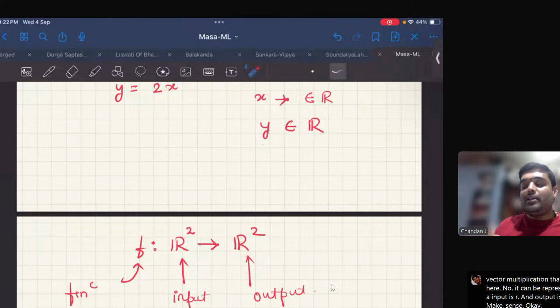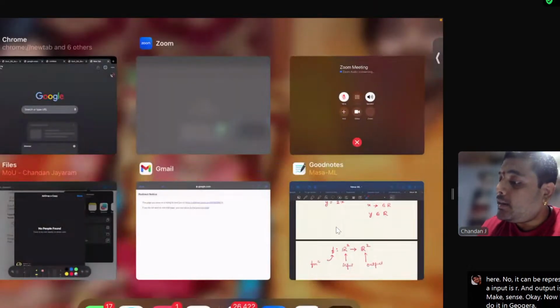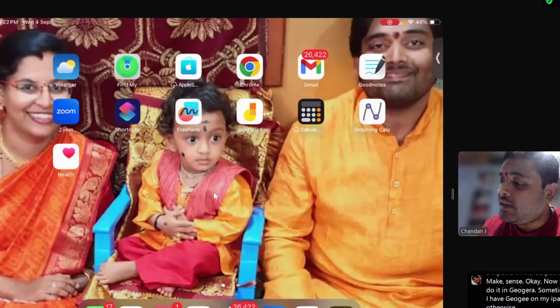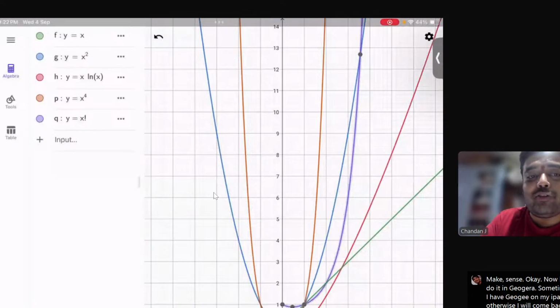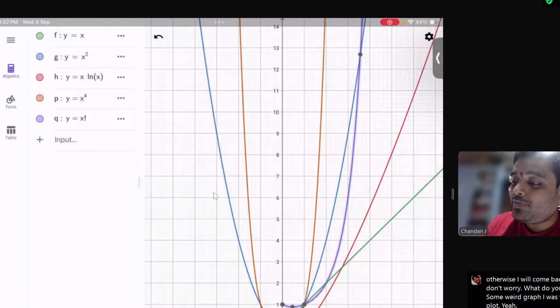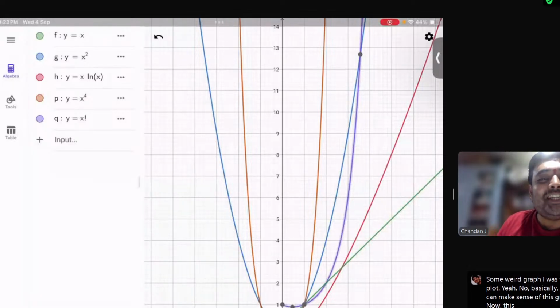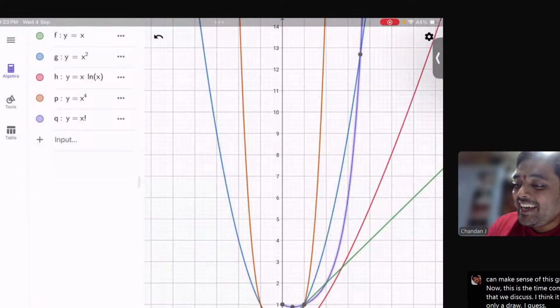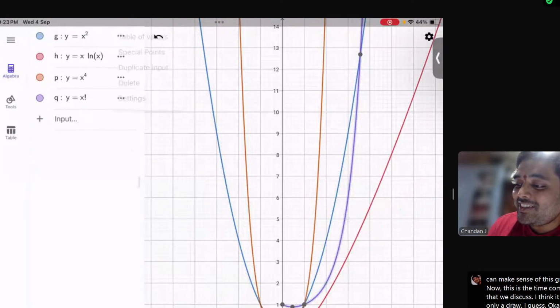Okay. Now let's try to do it in GeoGebra for some time. I think I have GeoGebra on my iPad. Otherwise, I will come back. I have GeoGebra. Okay, don't worry. What do you see? Some weird graph I was trying to plot. You can make sense of this graph. This is the time complexity that we discussed. X square and other things.